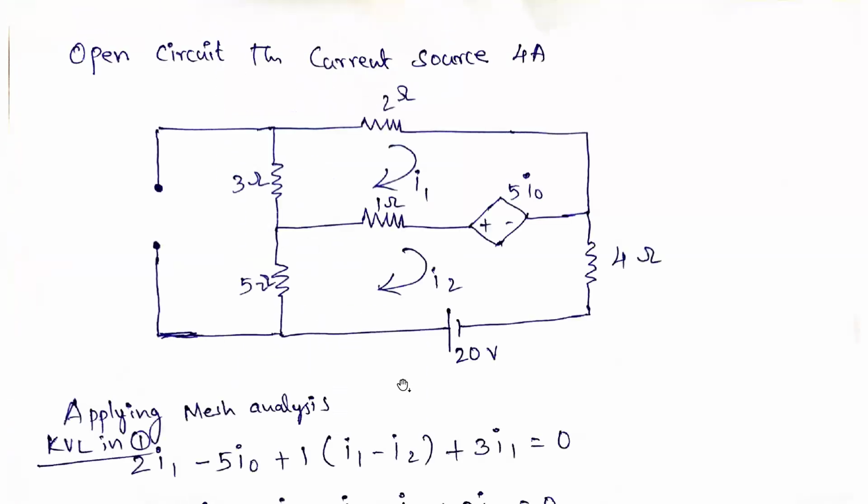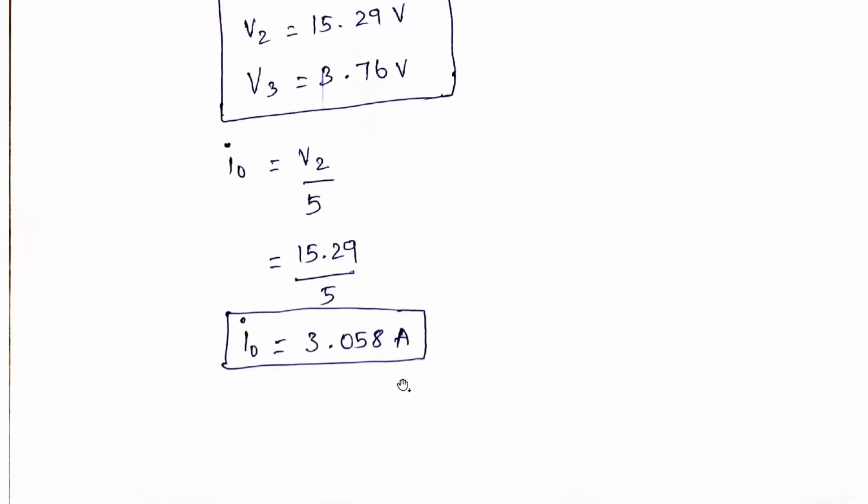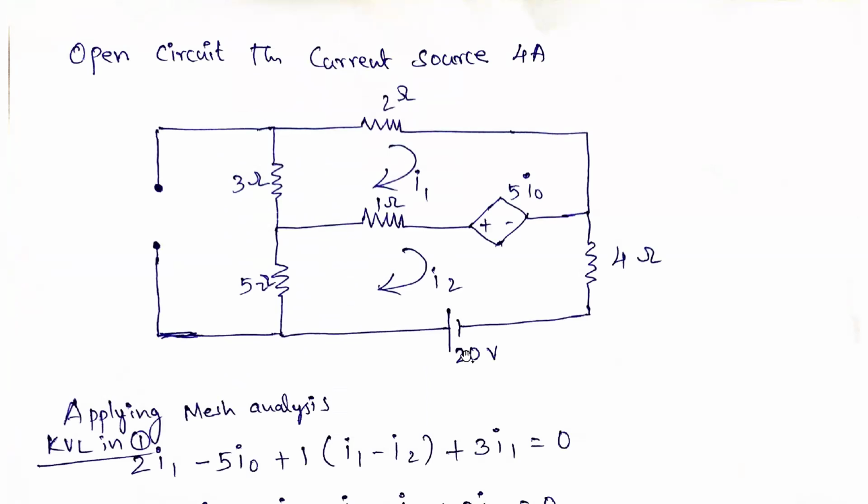Now we are considering only the 20 volts acting, because the current source is open circuited. So next we go for the mesh analysis. Here one loop is there, and here one loop is there. Current will not flow in this particular loop because it is open circuited. So two loops are there.